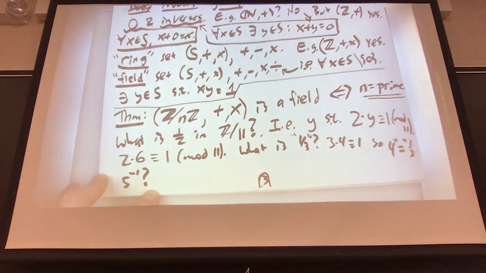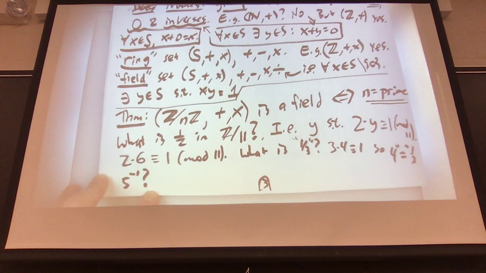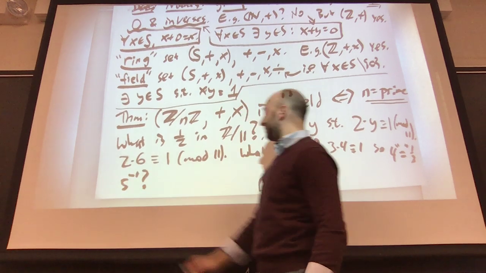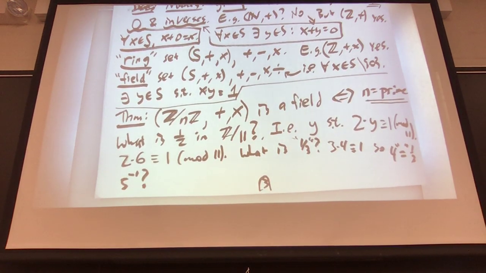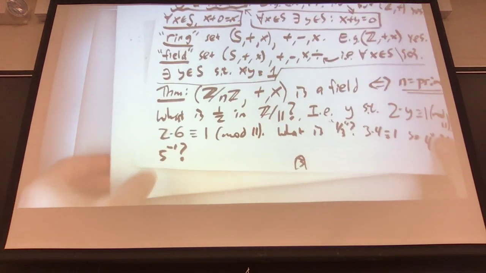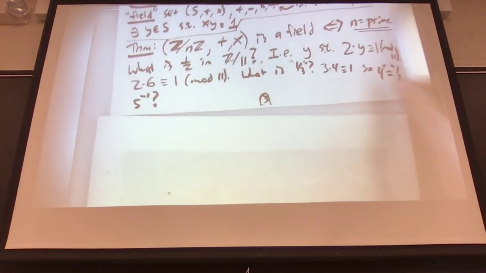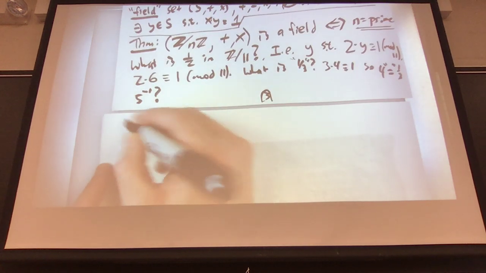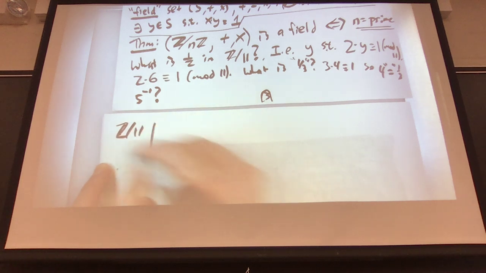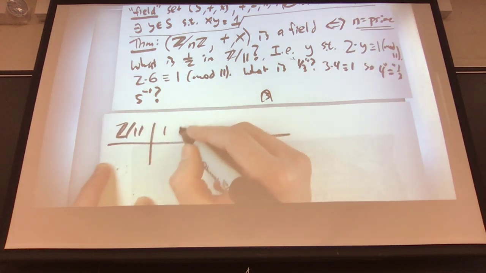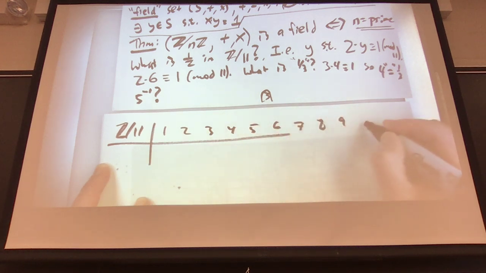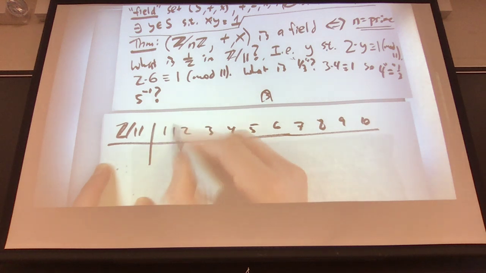And then I'm going to ask for a sixth and a seventh and an eighth. So think about it. Actually, what's a sixth? 2. We already knew that. So a sixth is 2. Let's make a little table. So here is Z mod 11, except 0: 1, 2, 3, 4, 5, 6, 7, 8, 9, 10, and 11 is 0.